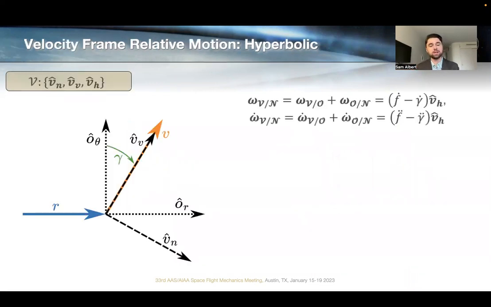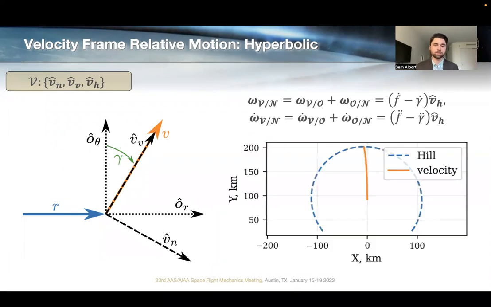What this motivates is, maybe we can consider a different frame and see what things look like there. And specifically, we'll look at the velocity frame. In this case, the second unit vector is aligned with the velocity of the chief spacecraft. What this ends up meaning is the two frames are offset by flight path angle. On a circular orbit, flight path angle is 0, and this would be identical to the Hill frame. I'm also showing here the angular velocity vector and its time derivative between these two frames. Those depend on the time derivatives of the true anomaly angle f and the flight path angle gamma.